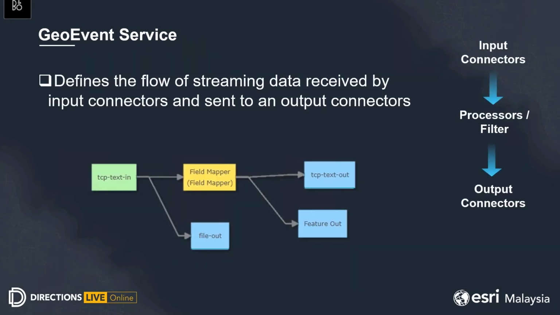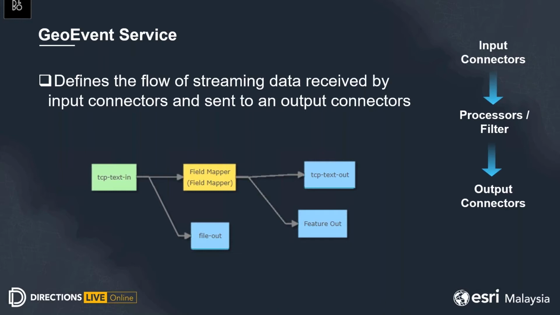So I'll talk a little bit about GeoEvent service. A GeoEvent service allows you to define the flow of streaming data as it is received by input connectors and sent to the output connectors. In addition to inputs and outputs, you can easily add any number of filters and processors to the service to perform real-time analysis on the streaming data that is received.